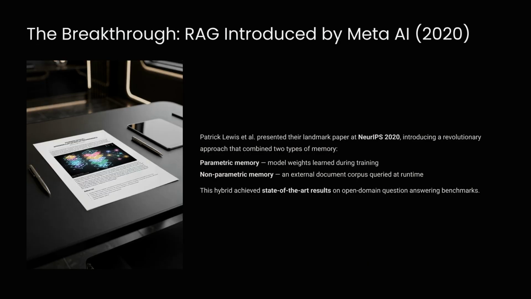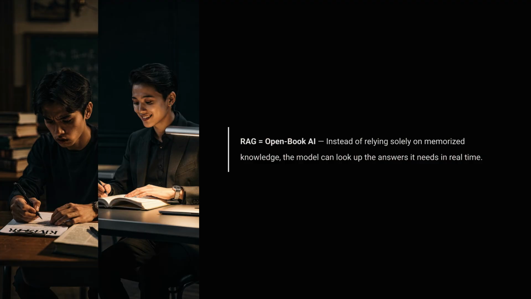The breakthrough came in 2020 when Meta AI introduced RAG. This revolutionary approach combined parametric memory, the model's learned weights, with non-parametric memory, an external document corpus queried at runtime. This hybrid achieved state-of-the-art results. RAG enables open book AI.